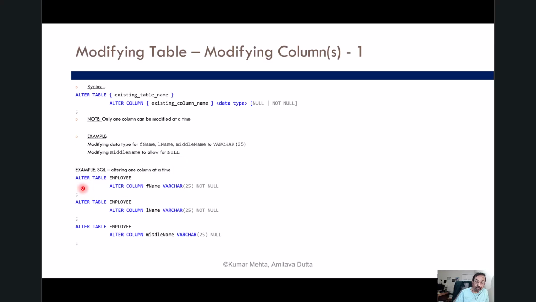This is an example. I would say alter table employee. That's the table that I want to change. I want to alter a column in the table, that column being first name, and I'm changing its data type to variable character 25, and it cannot be null. Similarly, alter table employee, alter column, last name, variable character 25, not null. Then for the column called middle name, it is variable character 25, but I'm allowing for null values.